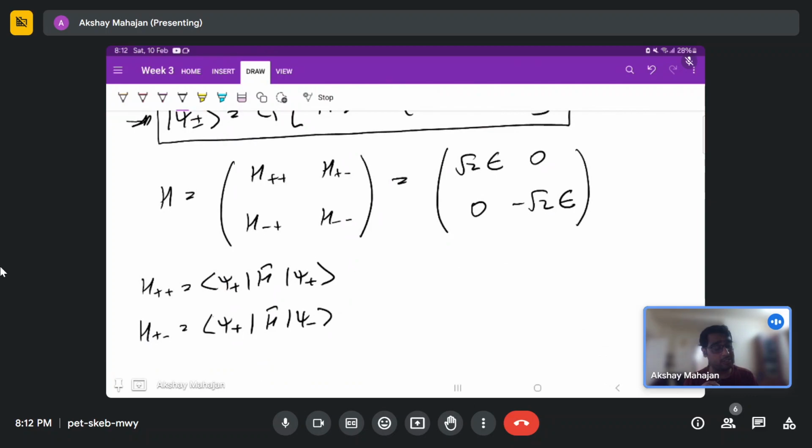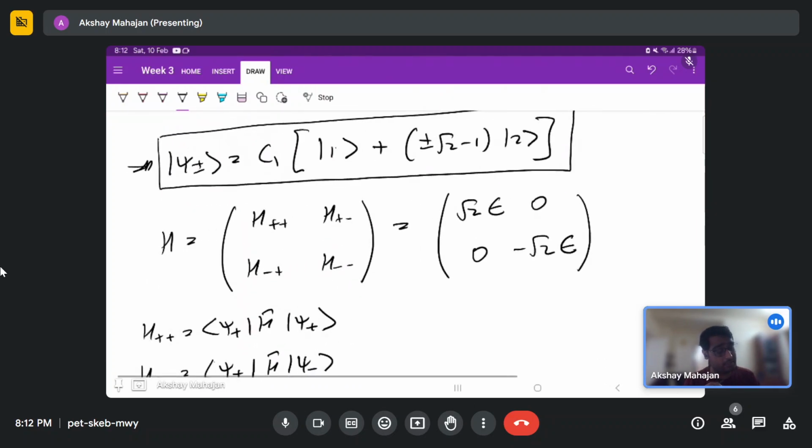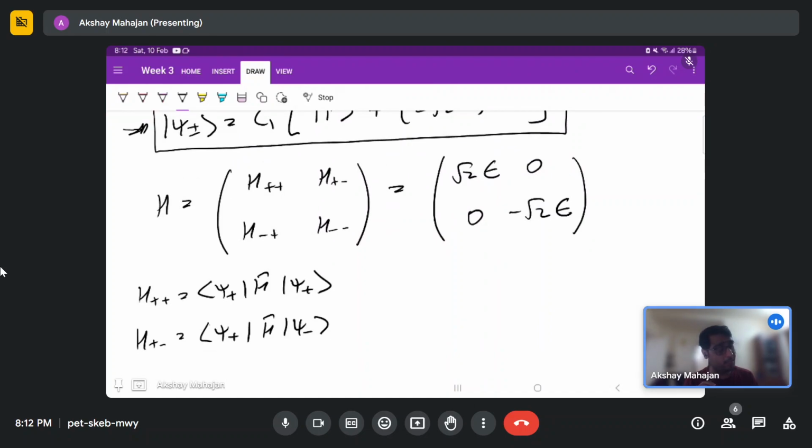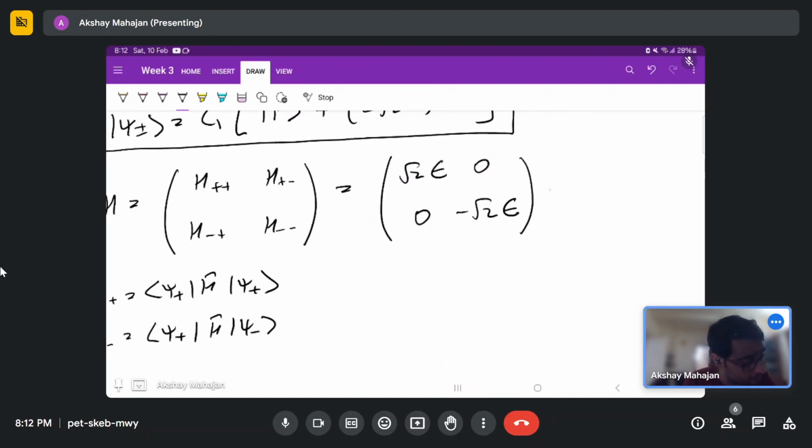Okay, if you take the eigenvectors to find the matrix elements of your Hamiltonian and of any operator, basically if you take the eigenvectors of that operator, then it will be diagonal, and for the Hamiltonian also it will be diagonal. So in that case it will be just this: root 2 epsilon, 1 0 0 minus 1.